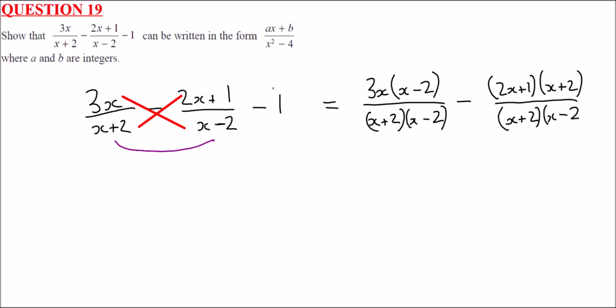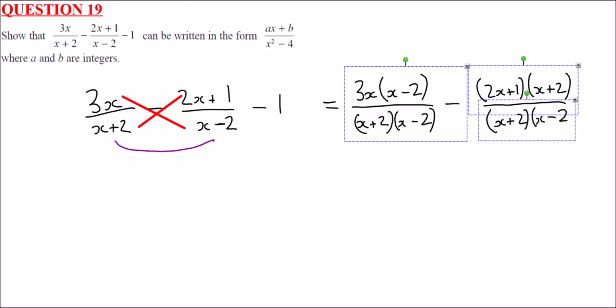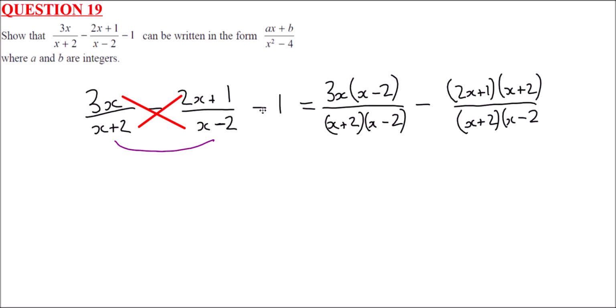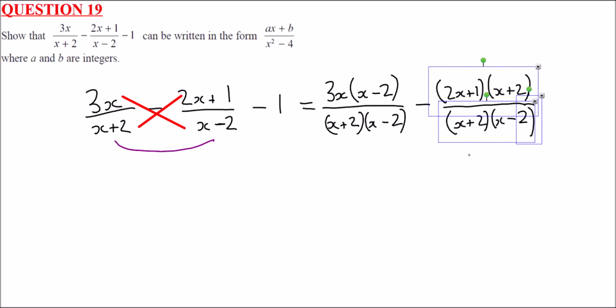Let's look at that minus 1 as well. So what to do with that minus 1? Well, weirdly, the minus 1 needs to be combined as well. So if you just think about writing 1 as a fraction, 1 is as a fraction when you have the numerator the same as the denominator. So what I'm going to do here is just write the same common denominator, x plus 2, x minus 2, and on the top I'm going to write exactly the same thing.